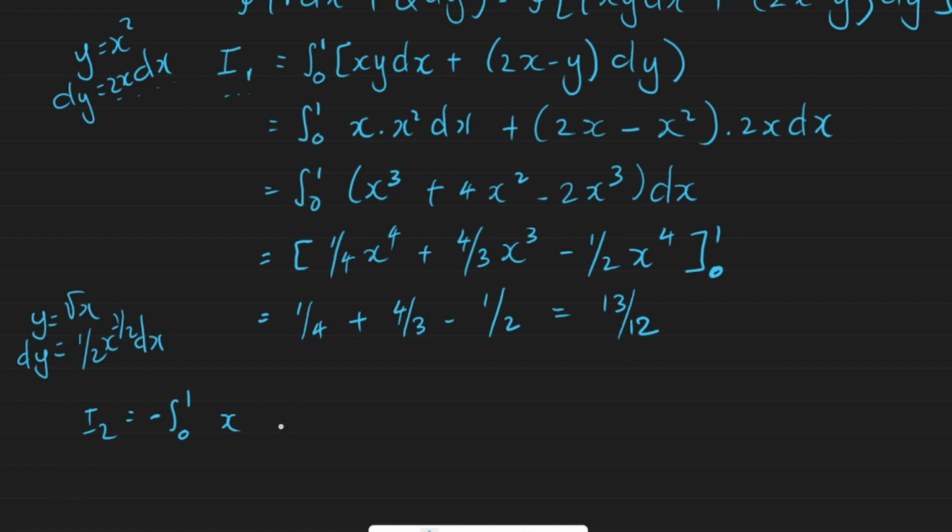So anyway, computing this line integral, we have xy, and y is the square root of x. So it's x to the power half dx, and then substituting the rest, we have 2x minus y, and y is the square root of x. And dy we just showed to be half x to the minus half dx. So we substitute that in. We're multiplying by half times x to the power minus half dx.